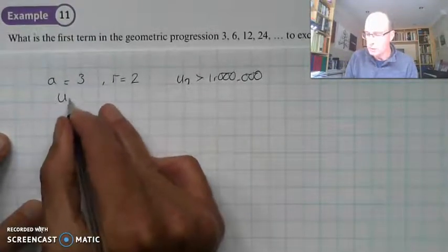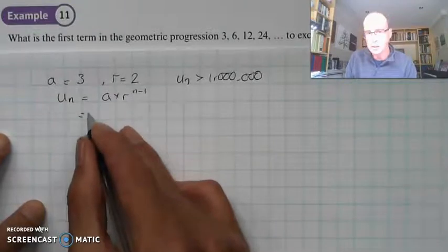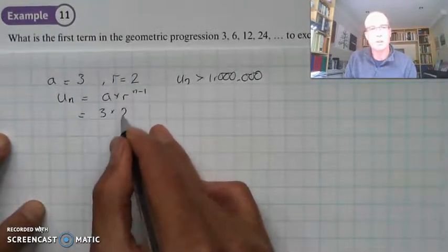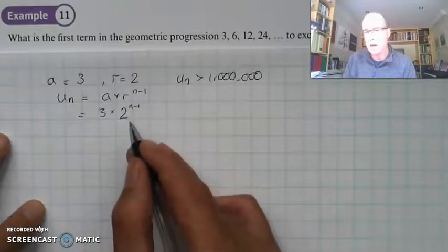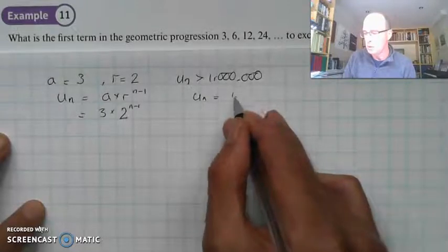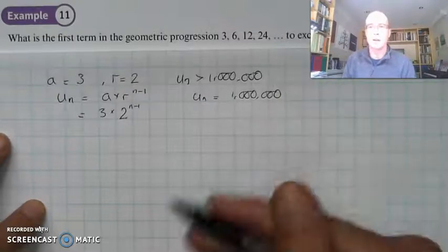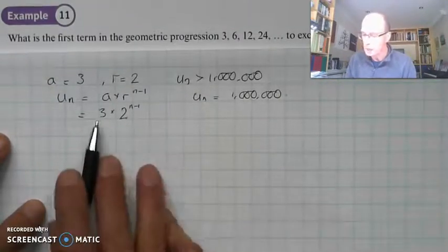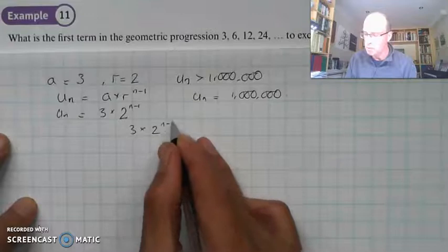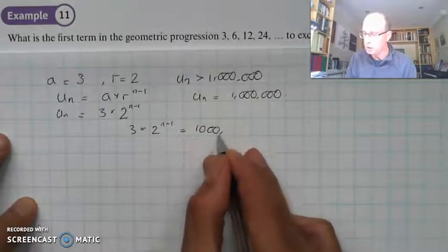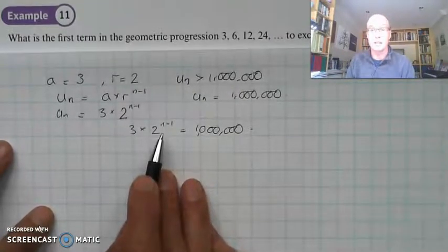So let's write down the expression for the nth term. It's equal to a times r to the n minus 1. We know what a is, it's equal to 3. The r value is equal to 2, and I'm going to raise that to the power of n minus 1. And I'm going to compare un to 1,000,000. I'm going to try and find the value where it's exactly equal to 1,000,000, and then I can try and find the next term on. So 3 times 2 to the n minus 1 is going to be equal to 1,000,000. And I'm trying to solve for the value of n. I'm going to need to use some logs.